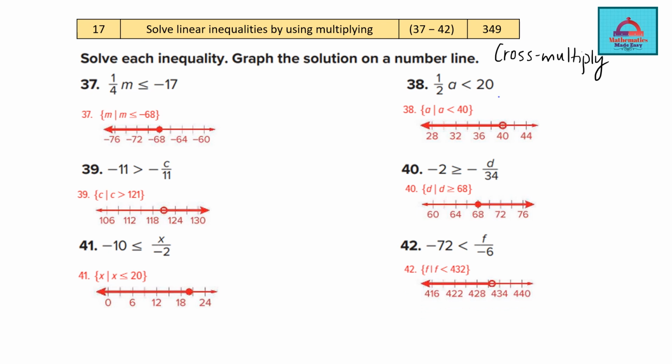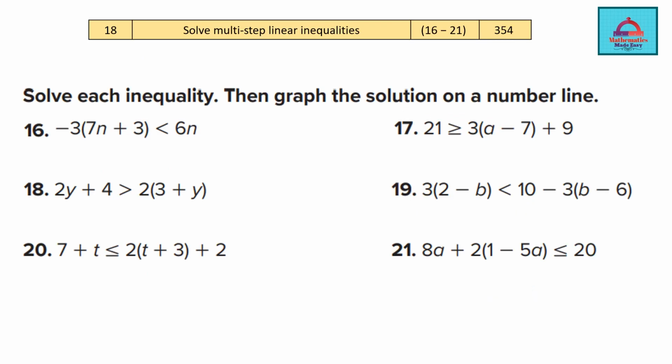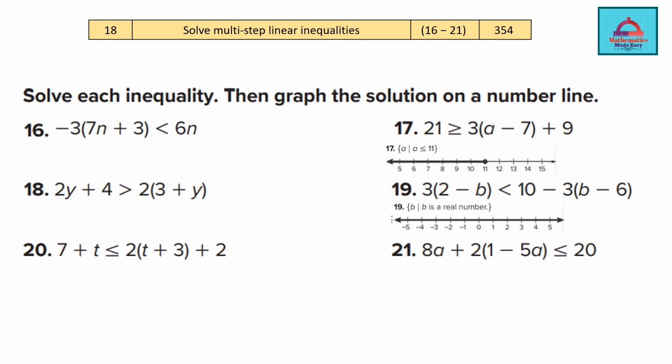Remember, a closed dot when equal to is there, and open dot when equal to is not there. Solve each inequality, then graph the solution on the number line. So the solution will be as follows. You can see the number line and the solution in the question.